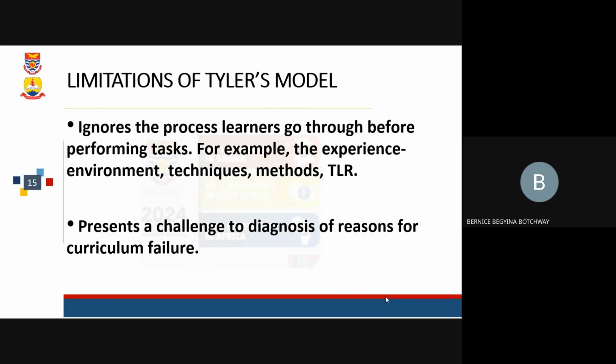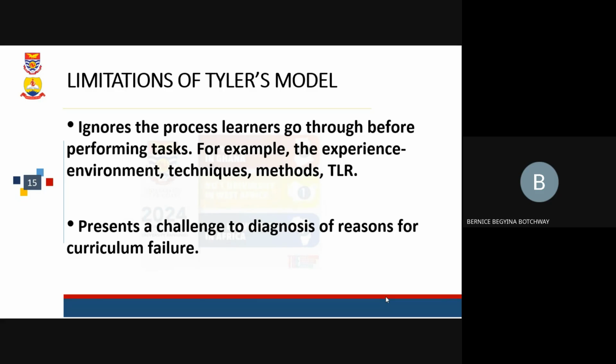For example, the experiences, the learning environment, the techniques and methods are not his concern. His concern is: I set objectives, were students able to achieve the objectives that were set? Looking through their textbooks, observing to see whether they did it. Did I get the value? Was my objective met? So he doesn't care. It's like this model doesn't care about some factors that may influence it.